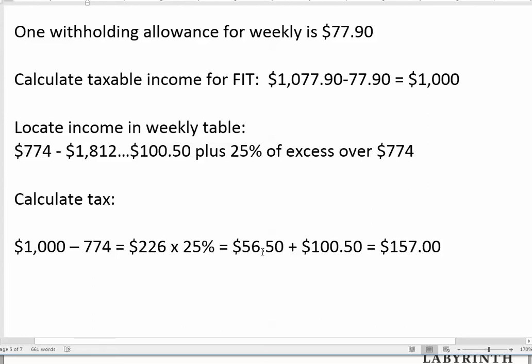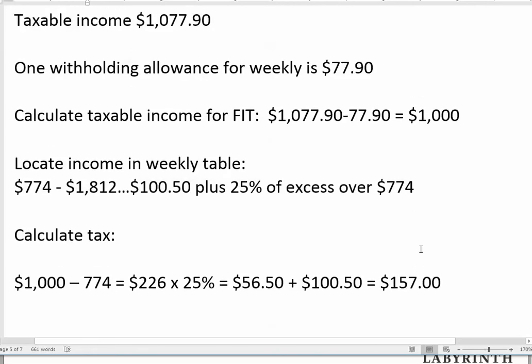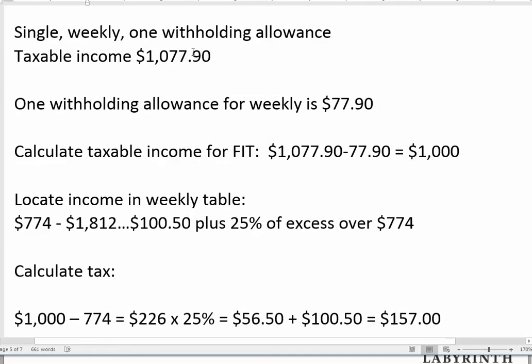Times 25% is $56.50. We're going to add that to the $100.50 for a total tax of $157. So let's just go through that one more time. Total income $1,077.90. Subtract out the withholding allowance, leaves $1,000 for taxable.